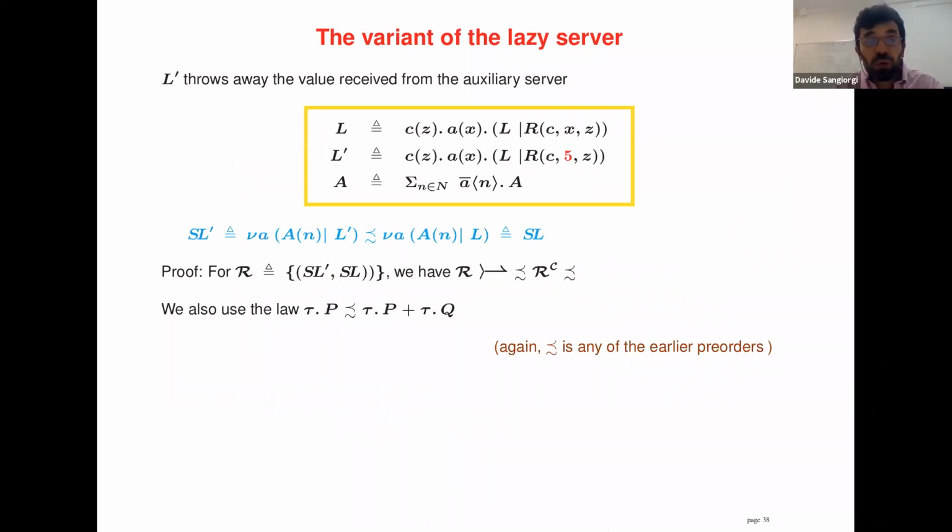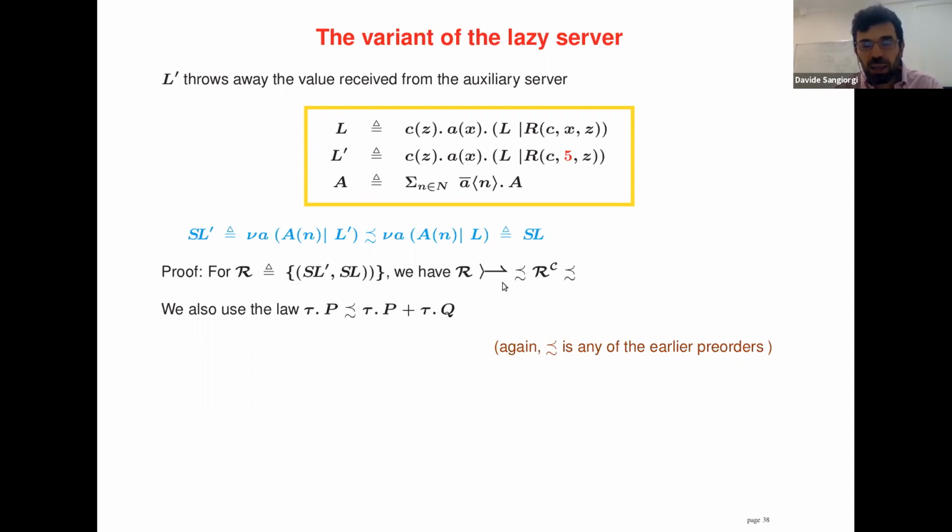Similarly, I can carry out the proof for the other example I've shown before, the forgetful lazy server. So the lazy server that throws away the integer receipt from the auxiliary server using 5, where I said that it would be interesting to have that proof using a preorder. Well, now we have preorders because we are in the inductive realm. And in fact, I can make a proof that is similar to the previous one. Sorry, this is an extra bracket here.